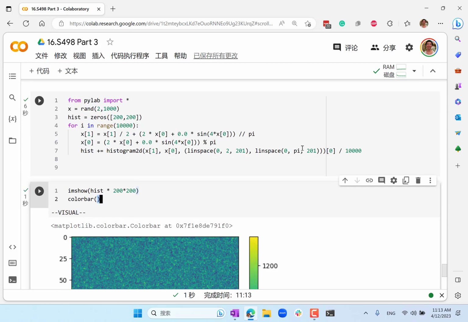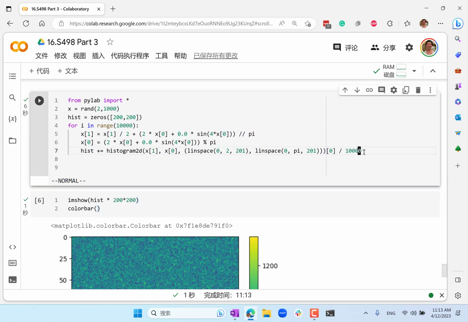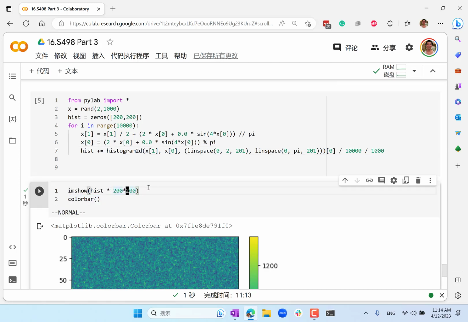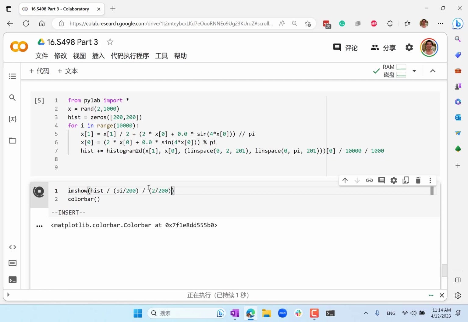Okay, so the histogram is the distribution. So I need to also divide by 1,000, which is the number of initial seeds, right? Dividing by these, and then I need to divide by the size of the bins, which is going to be divide by pi over 200, and then divide by 2 over 200. So that's going to be the actual density.